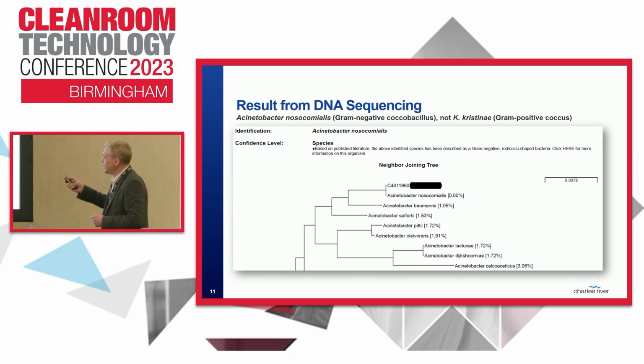Now, Acinetobacter is an environmental organism. It's an opportunistic pathogen. It has caused hospital-acquired infections in humans. But as I said, it is not gram-positive. So remember, when they sent us the isolate, they thought they had a gram-positive Cocuria species. So their original ID appeared to be incorrect. And we'll take a look at why that was in a few slides.